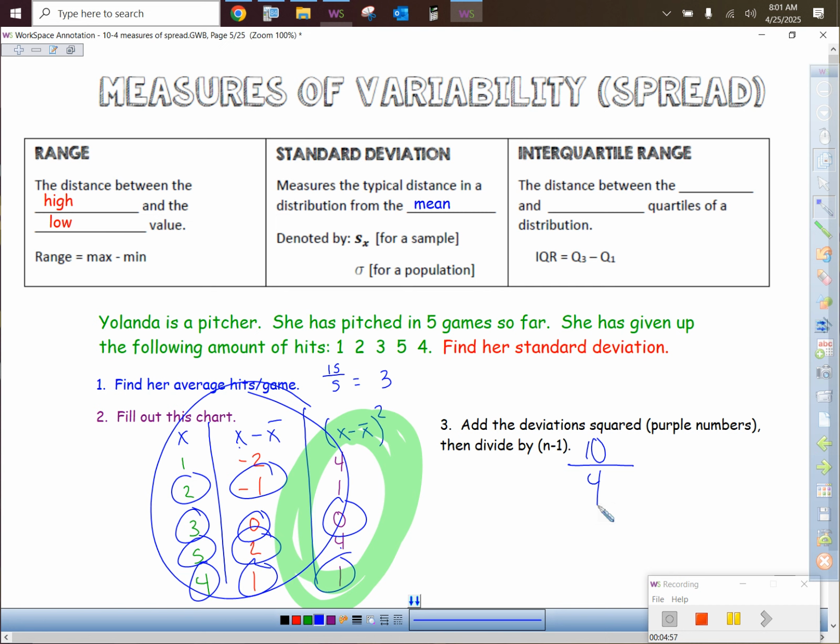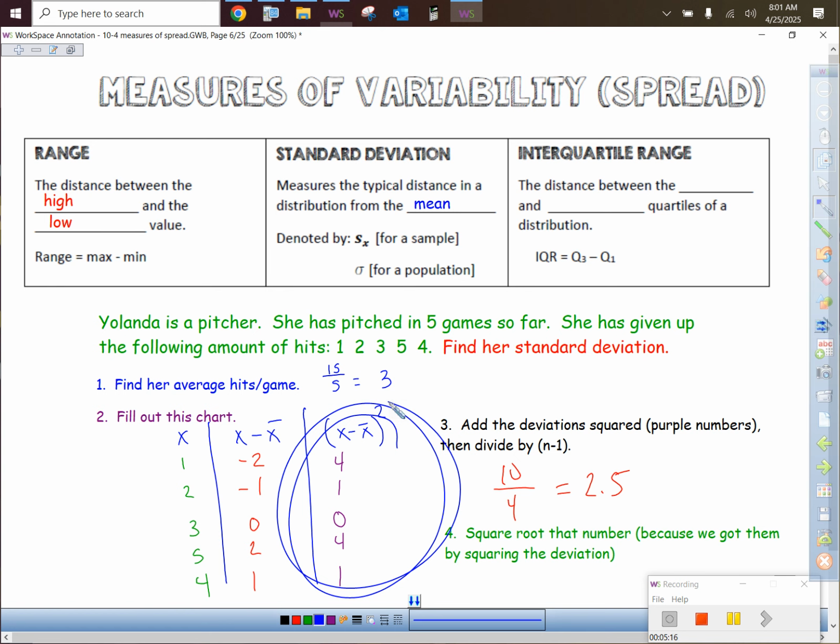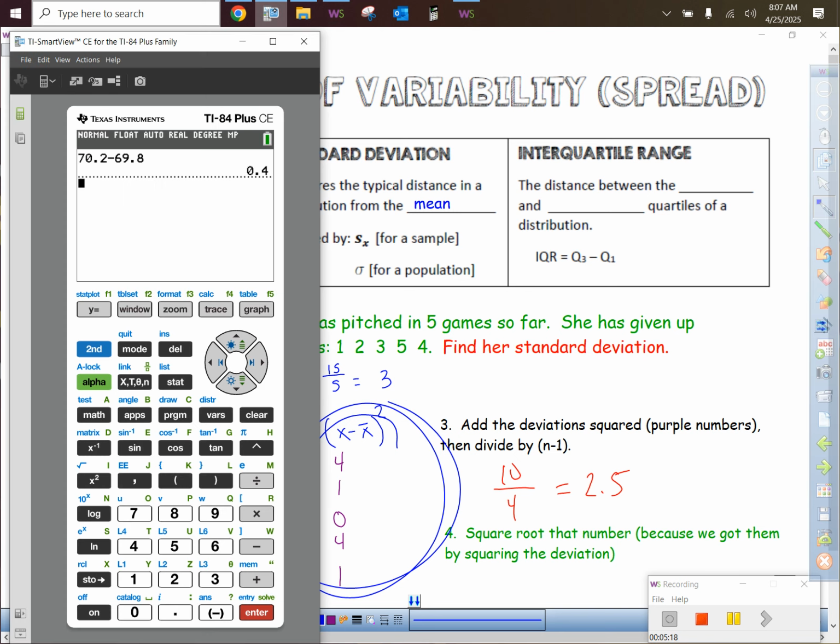Could you punch that in your calculator? 10 divided by 4 is 2.5, right? But remember how these guys were squared, right? So what do I have to do to get it back to normal? Since those are squared, what could I do? How do you get rid of a square? Square root. Take the square root of 2.5, and you'll get a nasty number, right? Let's round that to 2 decimal places.